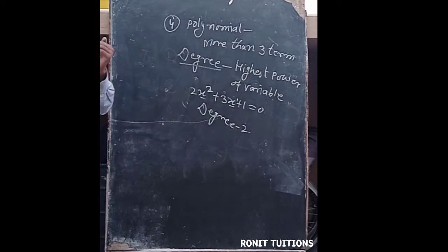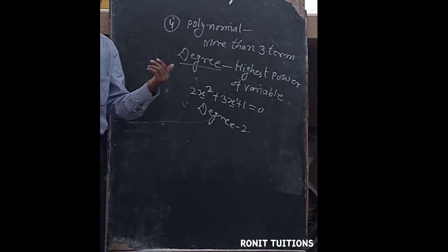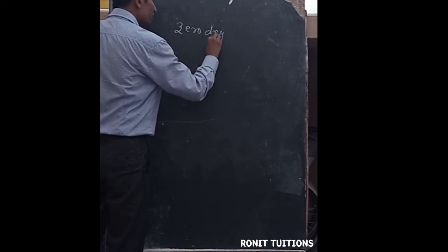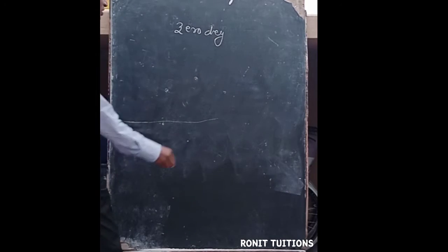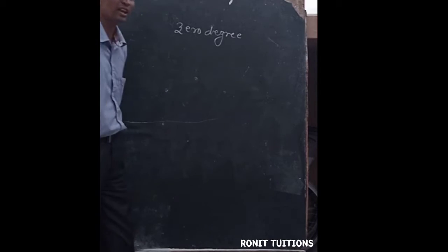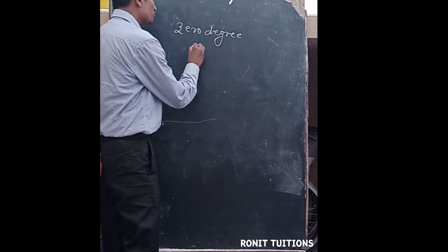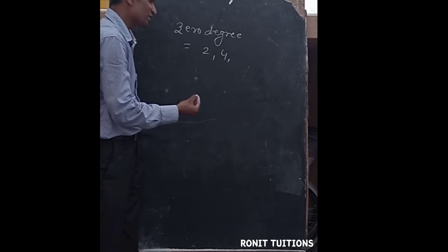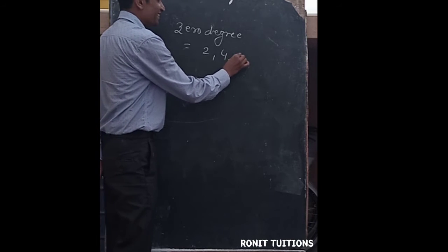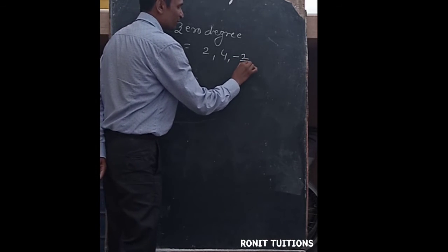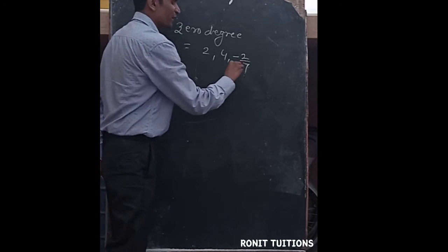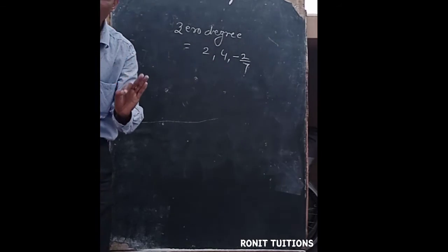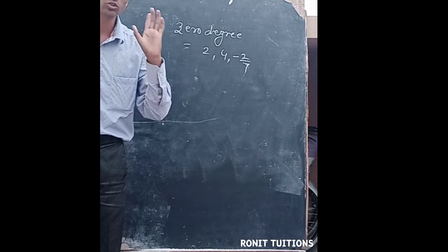Now, what is the meaning of degree? If it is called 1 degree, 0 degree, 2 degree, then what names come? 0 degree means that it is only a constant. Give an example of a 0 degree polynomial: 2, 4, 8, also some negatives like -8, minus 2 by 7. These are 0 degree polynomials. In a 0 degree polynomial, there is only a constant, otherwise coefficients are there.